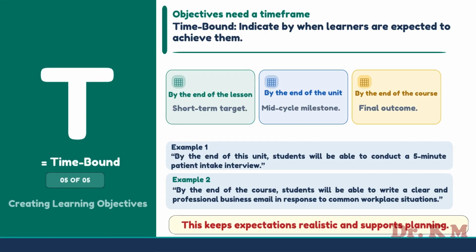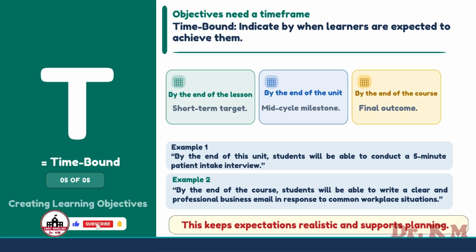Time-bound. Objectives need a time frame. They should indicate by when learners are expected to achieve them, what can reasonably be accomplished within the course or unit. This could be by the end of the lesson, by the end of the unit, or by the end of the course. This keeps expectations realistic and supports planning. For instance, by the end of this unit, students will be able to conduct a 5-minute patient intake interview.